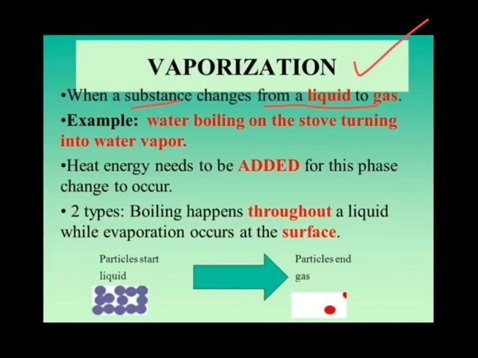For example, water boiling on the stove turning into water vapor. If we continuously boil water on the stove, after some time all the water turns into water vapor, and the process is known as evaporation or vaporization. Here the heat energy or the heat is needed for this change to occur. So for this conversion, heat energy is needed. Okay, so in the process of evaporation or vaporization, the liquid turns into gas state.